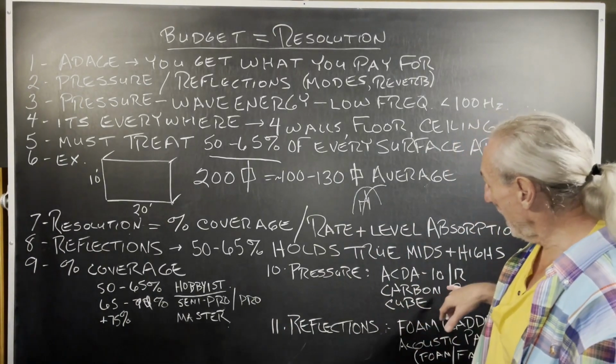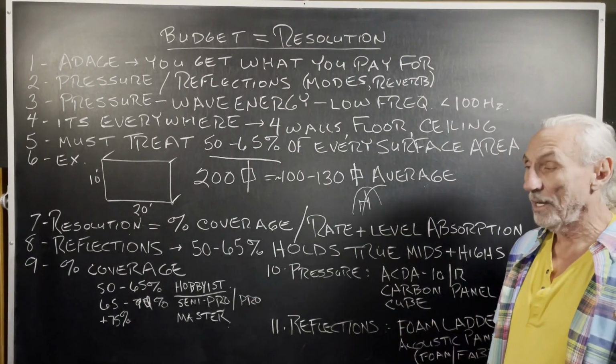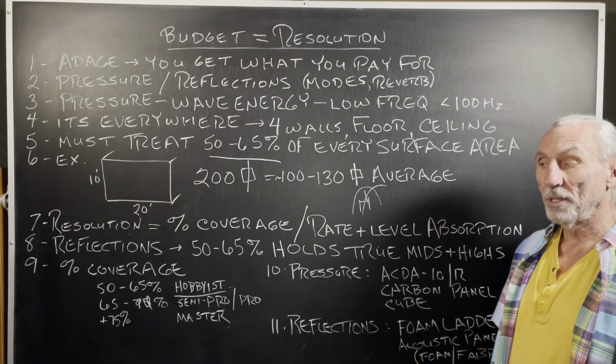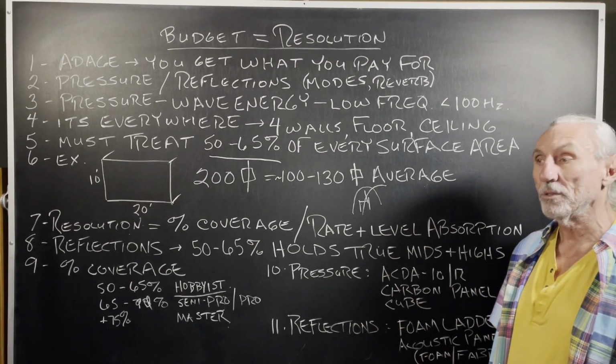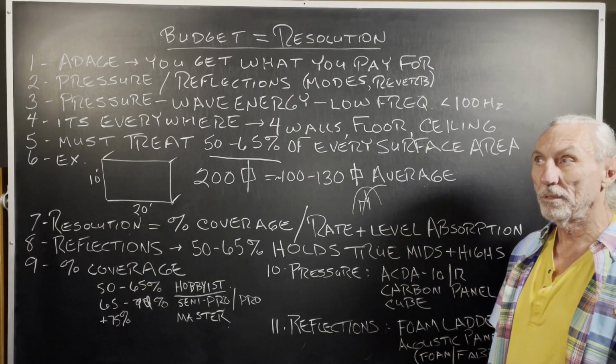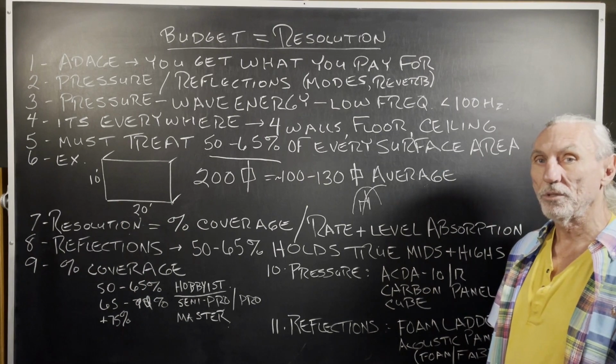Pressure, ACDA 10, 12. You can see those in the graphic. Carbon panel. And our cube, that 12 by 12 by 12, 1 foot square deal, 40 pounds. It's 10 or 12, no foam on the front. It's just low frequency. But get some of those, stack them behind your speakers. You'll hear a huge low end change. Probably 3 dB in the low end, which is huge.